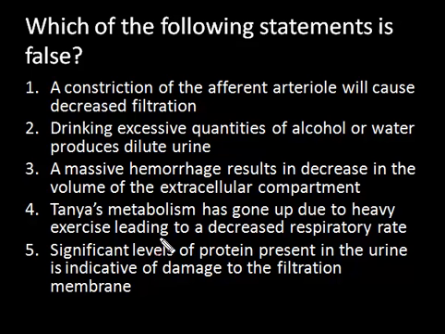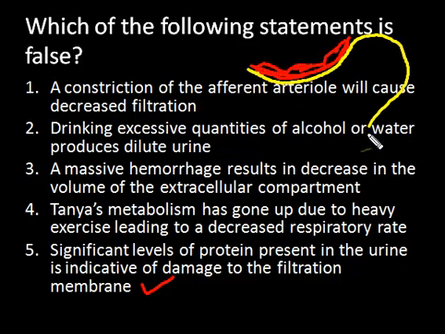And let's look at the last one, which says significant levels of protein present in the urine is indicative of damage to the filtration membrane. Now this is true because if you look at the filtration membrane, it is formed by the glomerular capillary endothelium. So this is the capillary endothelium made up of squamous cells. Here's the basement membrane. So it's formed of the fused basement membrane of the capillary and the basement membrane of the visceral layer of the Bowman's capsule.